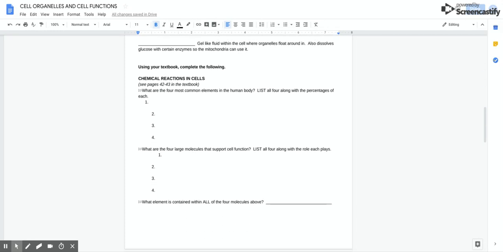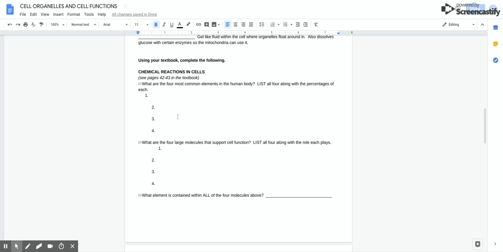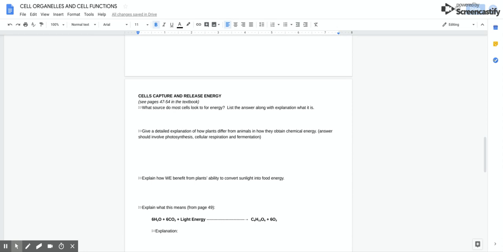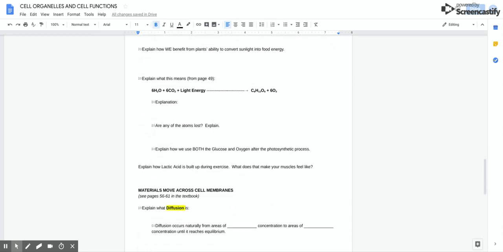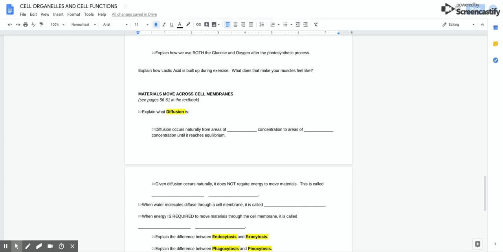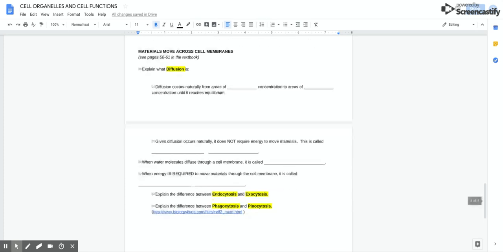And then we have a few questions for you, and your textbook will give you the best information for this section. So you can use your textbook. The pages are listed here to help guide you towards finding that information. Okay, and that is the section that's divided up into sections to help you.